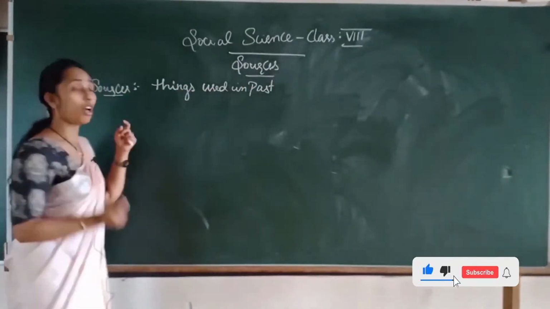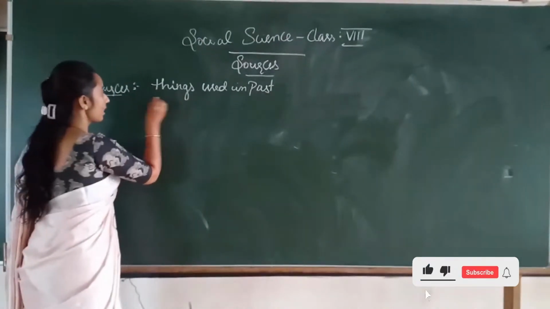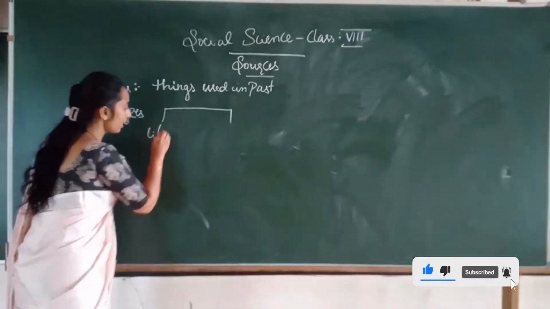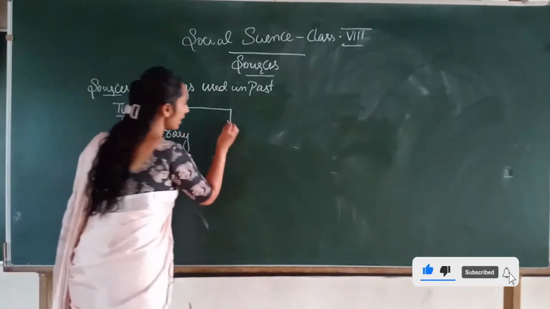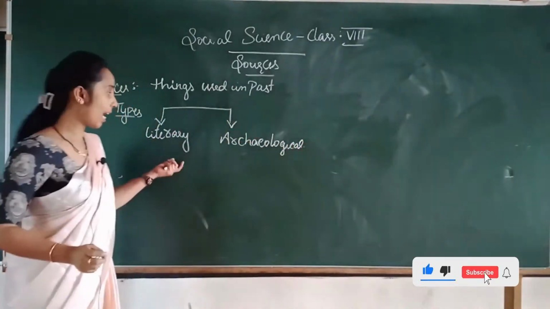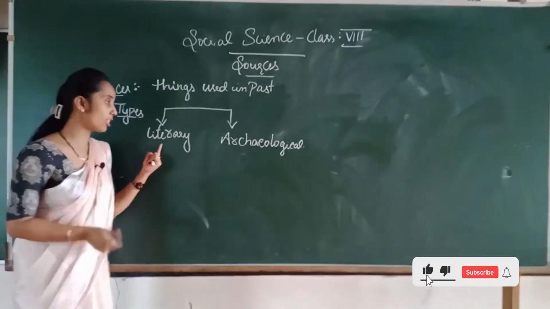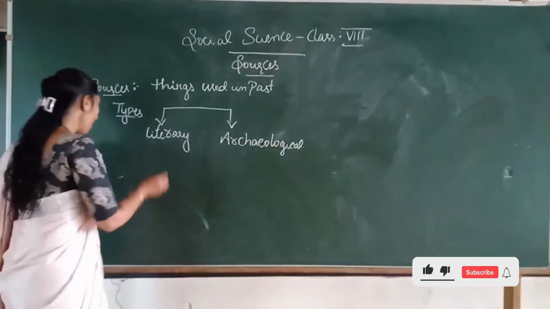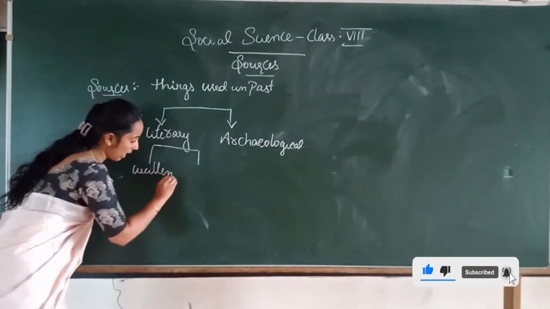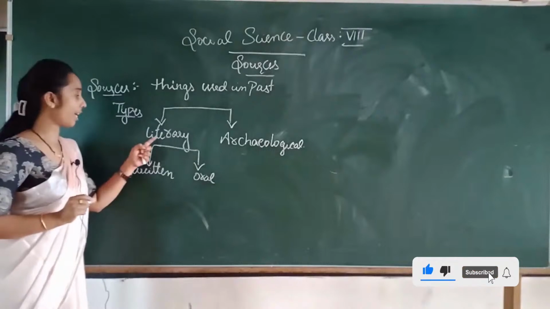Okay, children? In the sources, on the basis of material, we classify sources as two types. That is literary sources. Another one is archaeological sources. Yesterday in the last class I did this. On the basis of material, sources can be classified as literary sources and archaeological sources. In that, we have studied literary sources as written and oral. Clear, children?